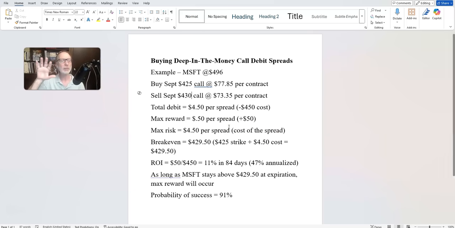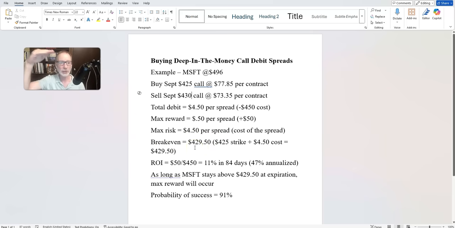Now, intuitively, most people will think that's backwards. They would say, don't you want to risk 50 to make 450? When you're doing these in the money spreads, which are almost guaranteed to make a profit, it has a really high probability of win rate. You're going to take less money and risk more because the chance of winning is so high. So your break even on the trade is $429.50.